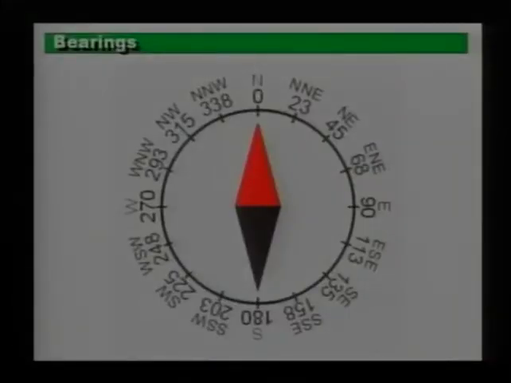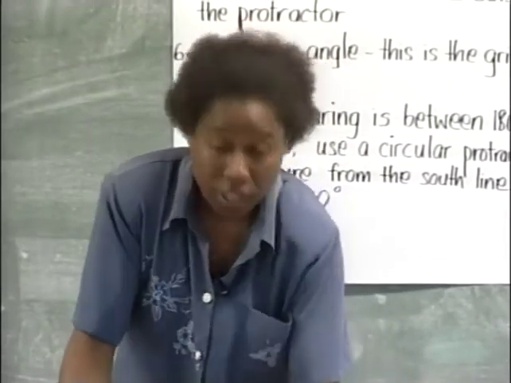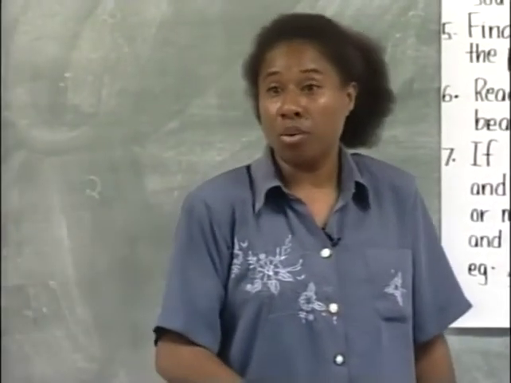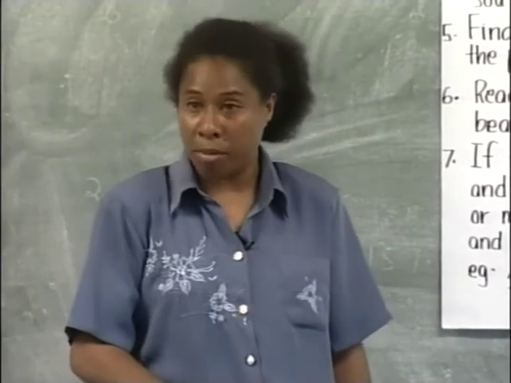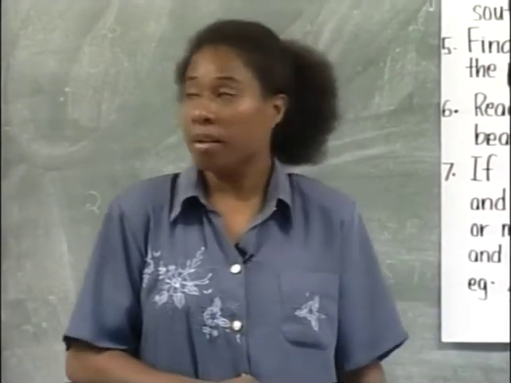So instead of using the 16 points of the compass, we use bearings to also tell the directions. Today we are going to look at using protractors so that we can accurately give information about the bearings, or when we are asked to calculate bearings.